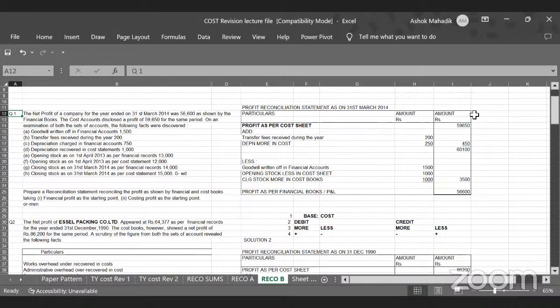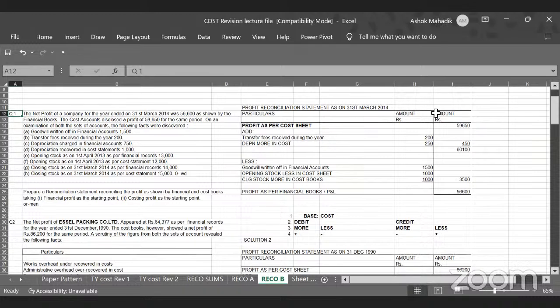Now here financial profit is given. I'll read further. The cost accounts disclose a profit of 59,650, 3,000 more than the financial profit for the same period. So there must be some items which must be causing the difference. On an examination of both the sets of accounts, the following facts were discovered. So here they have given you the items which are causing the difference. So they are asking you to help them to reconcile which items to be added and which items to be subtracted to get the two figures tallying to each other. That's the question.